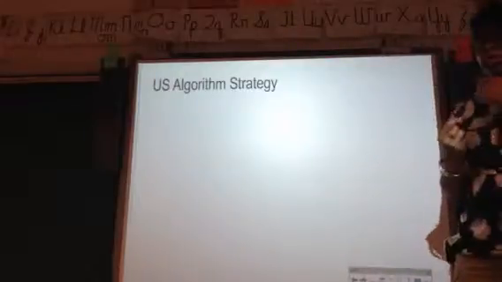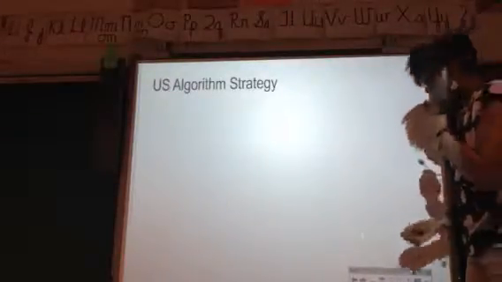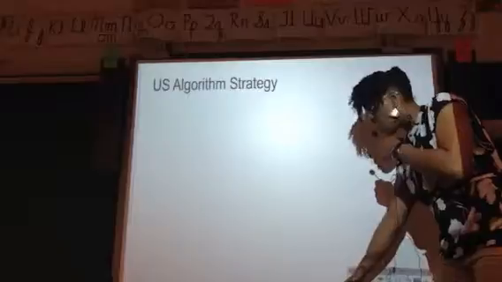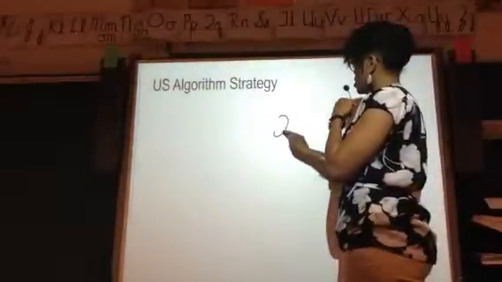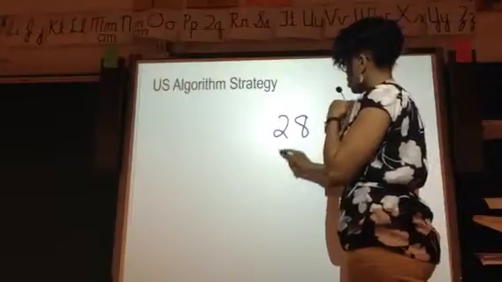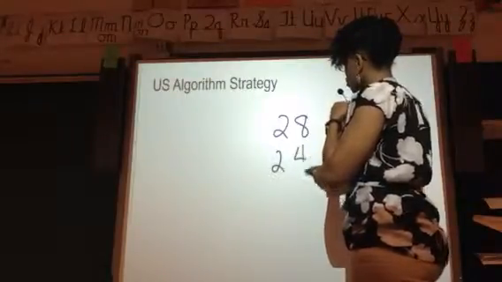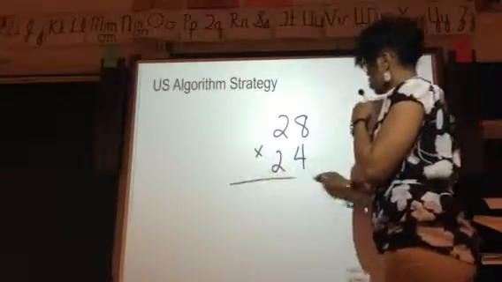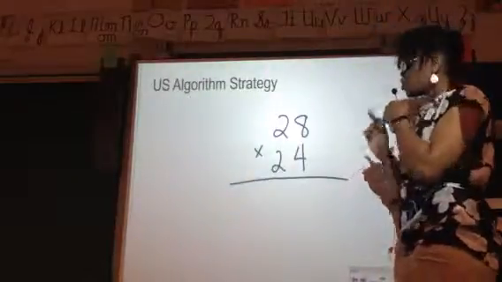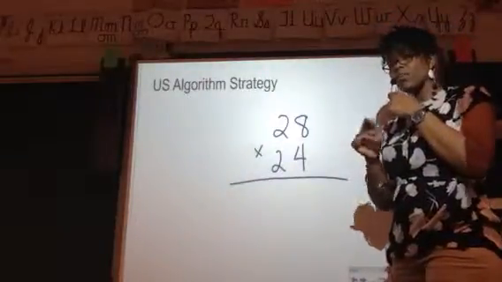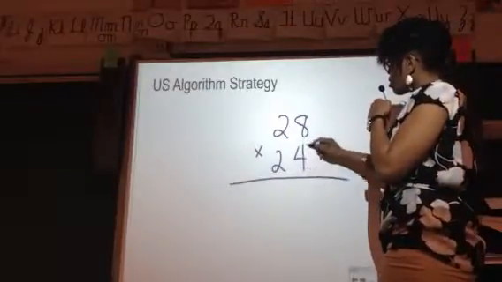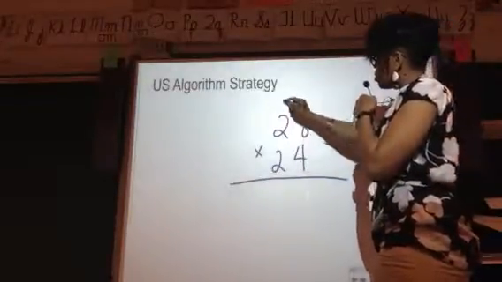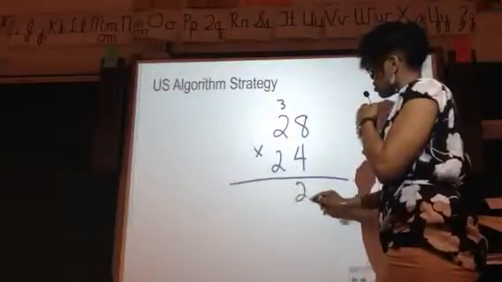We're going to use the US algorithm for this strategy. And when we do that, it's more comfortable to put the larger number at the top. So we're going to set it up just like this, horizontally. Put our multiplication symbol and our equal line. First thing we do, just like the US algorithm with double by single, you're going to do 4 times 8, which is 32. Your 3 goes here, your 2 goes down here.